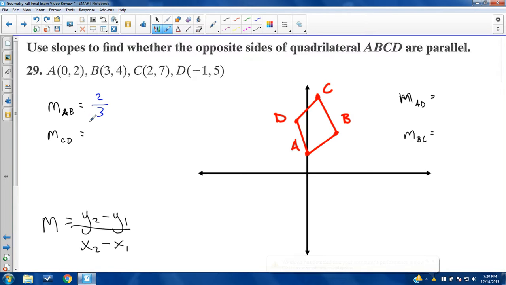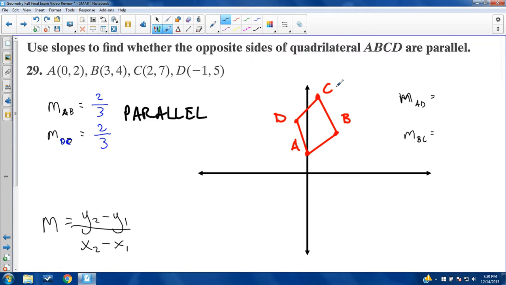Now, that was from A to B. What I really should do, though, is look not from C to D, I want to do from D to C, just so I'm talking about run and rise the same way. So from D to C, I'm going from -1 to 2. Okay, that run is 3. The rise goes from 5 to 7. That rise is 2. Whee! Parallel. These two are. We still have to figure out the other ones.